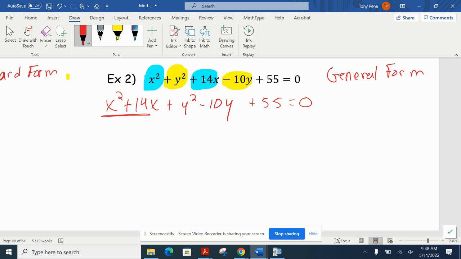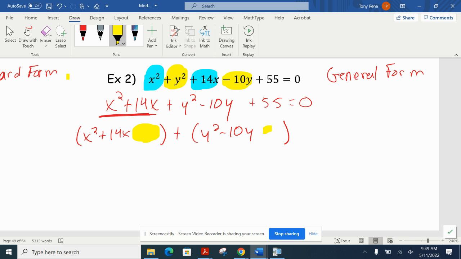Now what you're going to do is take these x terms and create a perfect square trinomial out of this. So we need to leave a little space to add in that third term that we're creating. You'll do the same thing with your y's. So I'm going to do y squared minus 10y. Close that, but leave a little space in here for that third term that we need to add. And then we still have that plus 55 at the end, and all that's going to equal 0.